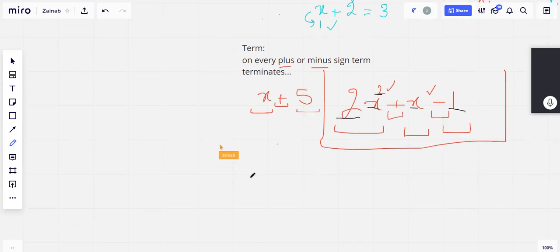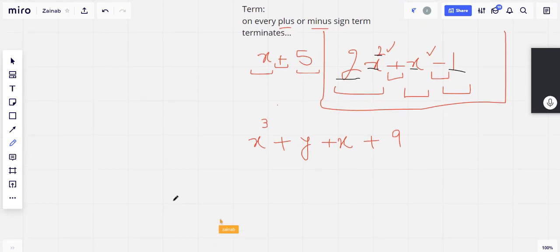Now another example. Let's say now there is x power 3 plus y plus x plus 9. Okay, now tell me how many terms are there? 1, 2, 3, 4. 4 terms, exactly. It's clear now, right? It's easy.